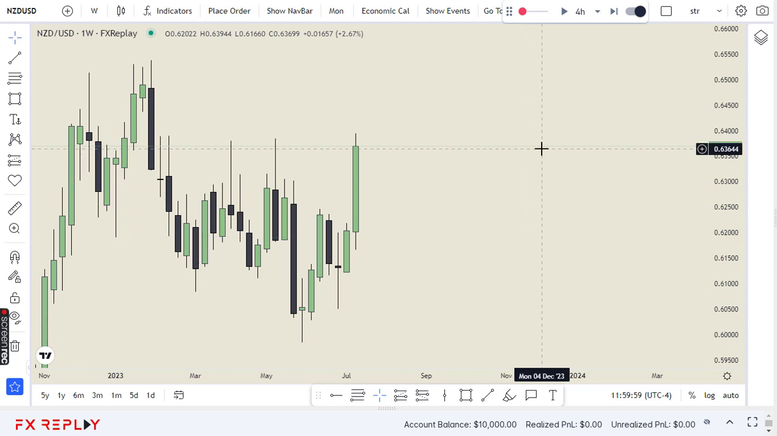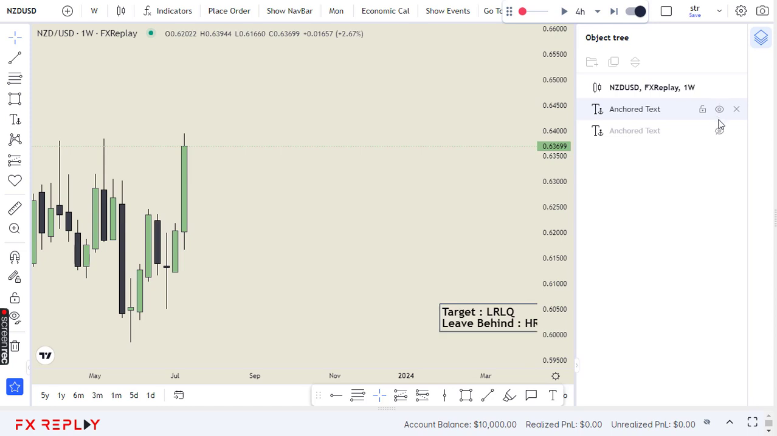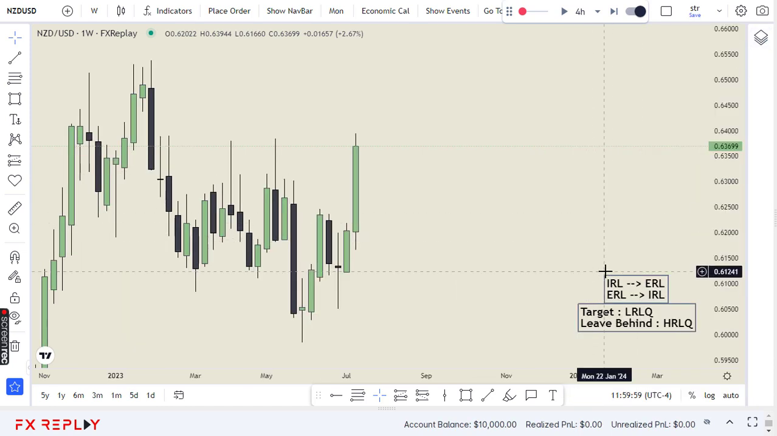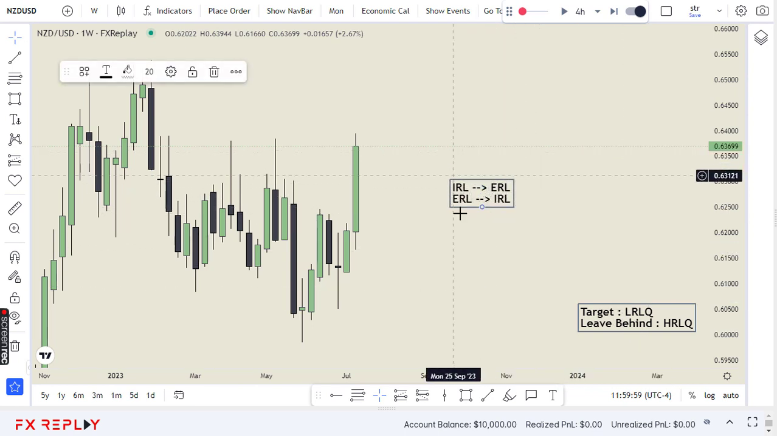Now, when I want to determine the bias on the daily or the weekly or even the hourly, I have two concepts in mind. And the two concepts are, first of all, internal range liquidity to external range liquidity, and external range liquidity to internal range liquidity. So this is the first concept. What do we mean by that?